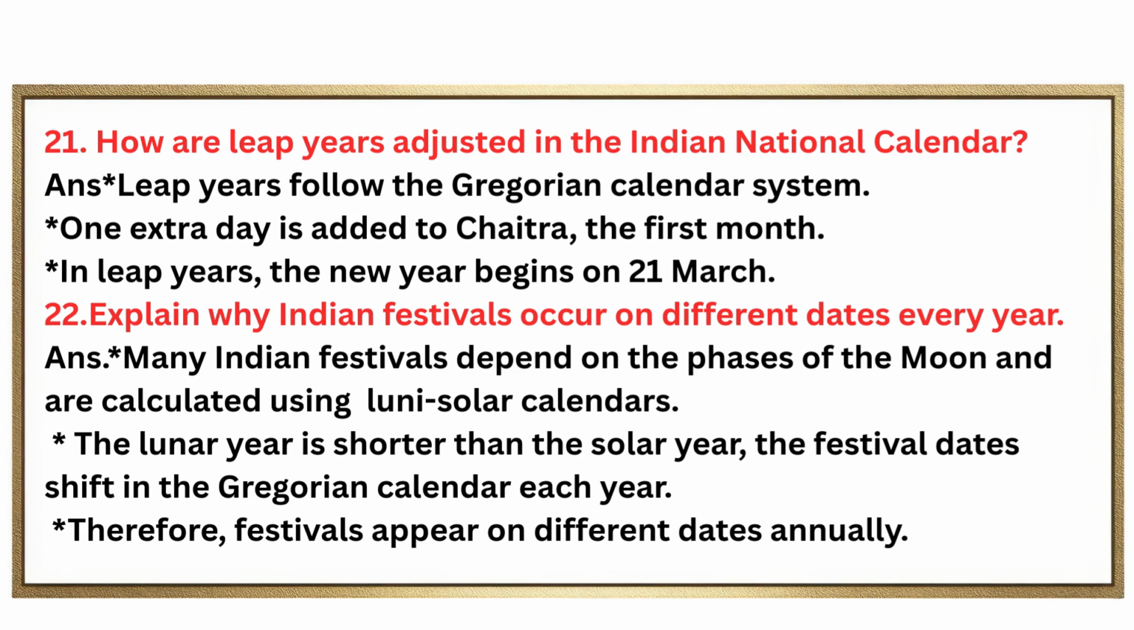Question number 22. Explain why Indian festivals occur on different dates every year. Answer. Many Indian festivals depend on the phases of the moon and are calculated using lunisolar calendars. The lunisolar, that is the lunar year, is shorter than the solar year. The festival dates shift in the Gregorian calendar each year. Therefore, festivals appear on different dates annually.